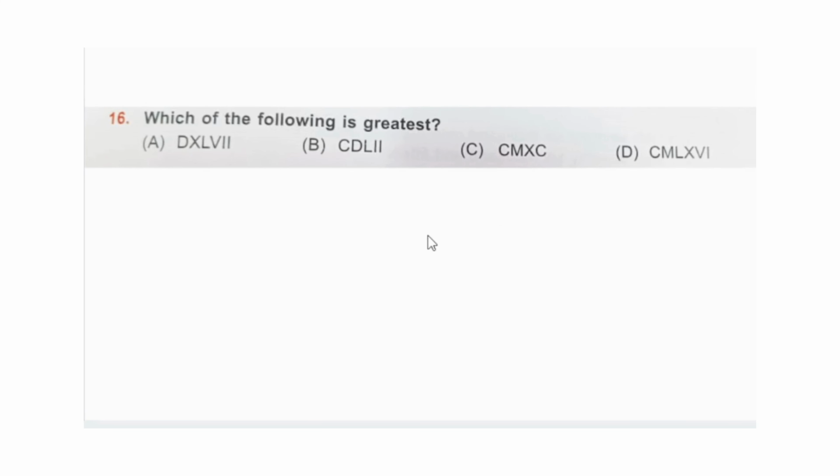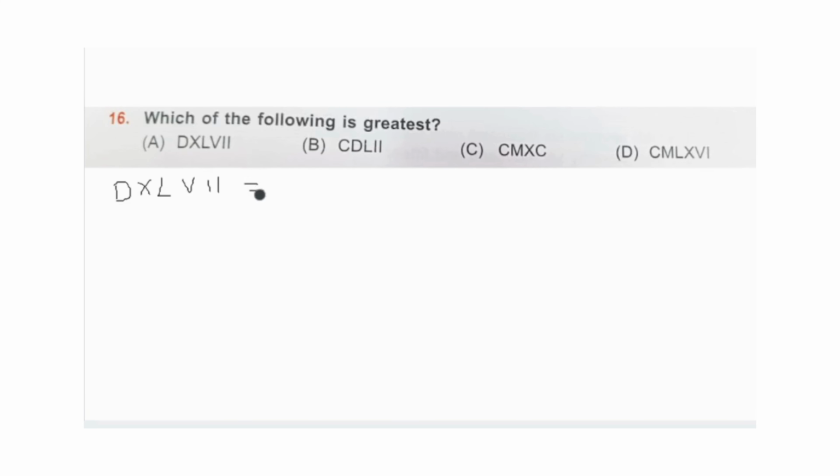Let's look at question number 16 of number sense. The question reads: which of the following is greatest. All four options are in Roman numerals. So we need to first determine the greatest number among all four of them. We need to first individually convert each Roman numeral into normal numericals. Let's start with the first one, which is DXLVI.